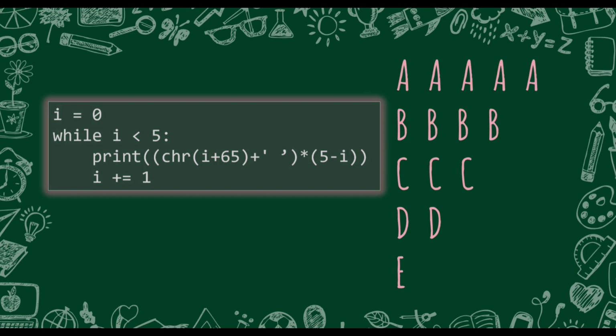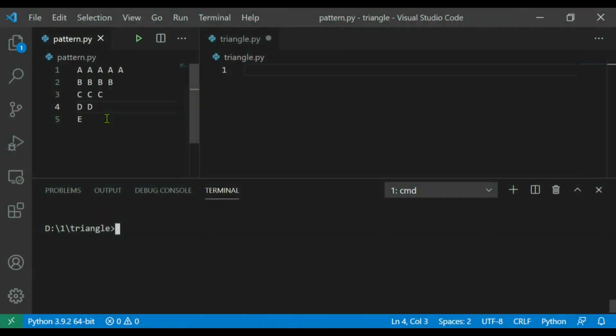How to print alphabet right angle triangle pattern. So let's move to Visual Studio Code and execute this pattern. We can see here in this pattern, the triangle is aligned on the left side.